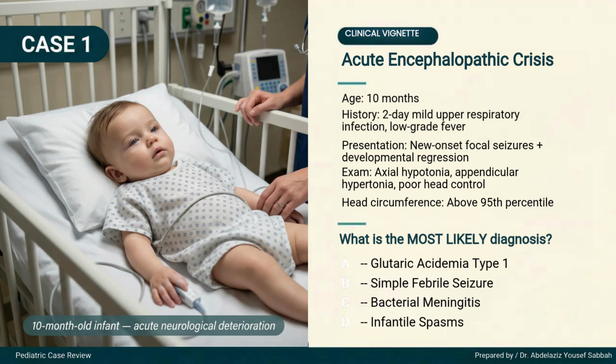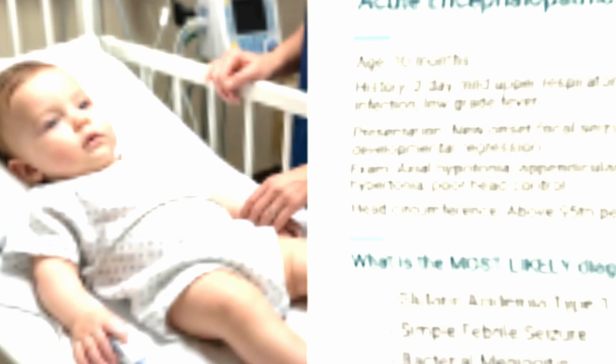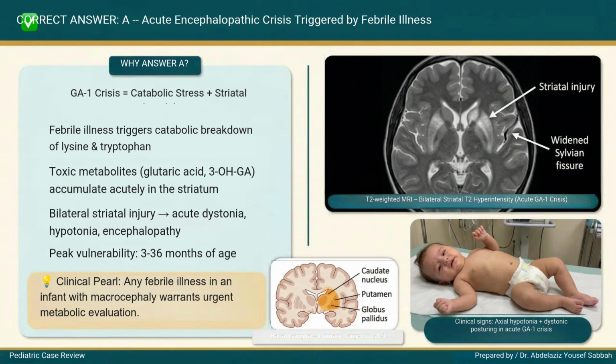Option A, Glutaric Acidemia Type 1. Option B, simple febrile seizure. Option C, bacterial meningitis. Option D, infantile spasms. The correct answer is option A, Glutaric Acidemia Type 1, presenting as an acute encephalopathic crisis triggered by febrile illness.